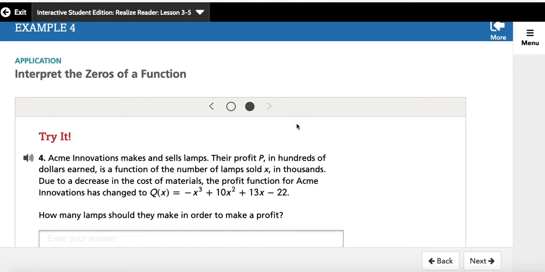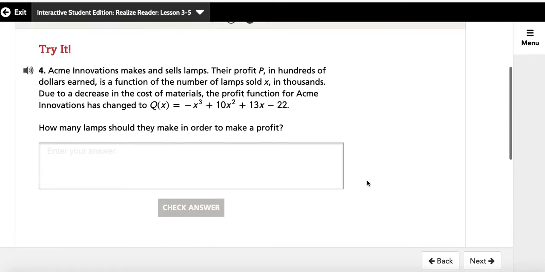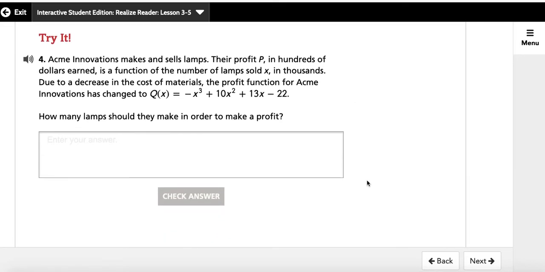Here's a problem for it. They changed the function, same story, but they changed the profit function to be this. They want us to identify how many lamps they should sell there.